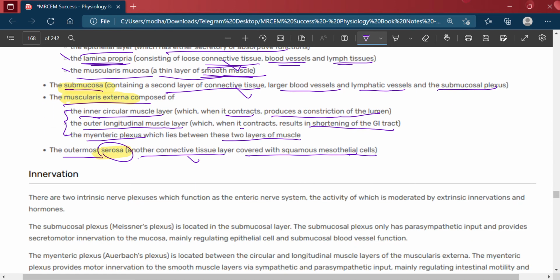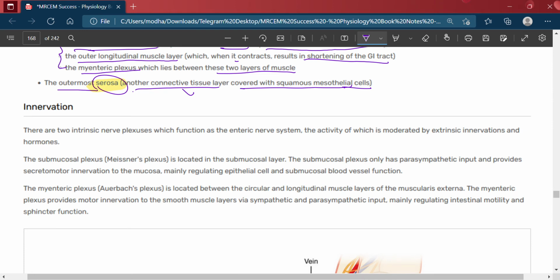Innervation. There are two intrinsic nerve plexuses which function as the enteric nervous system, the activity of which is moderated by extrinsic innervation and the hormones.